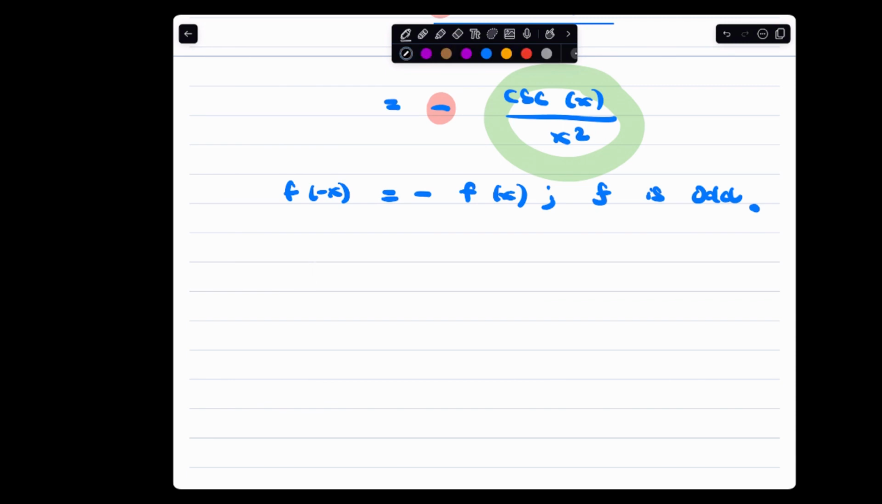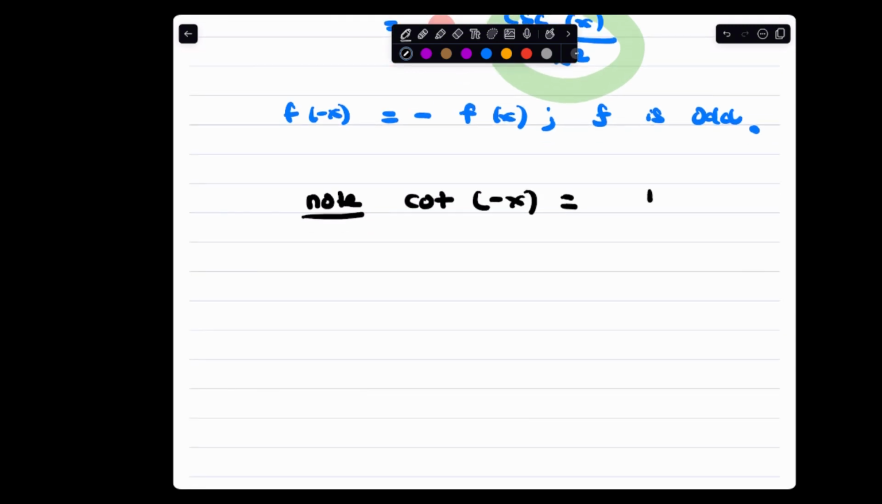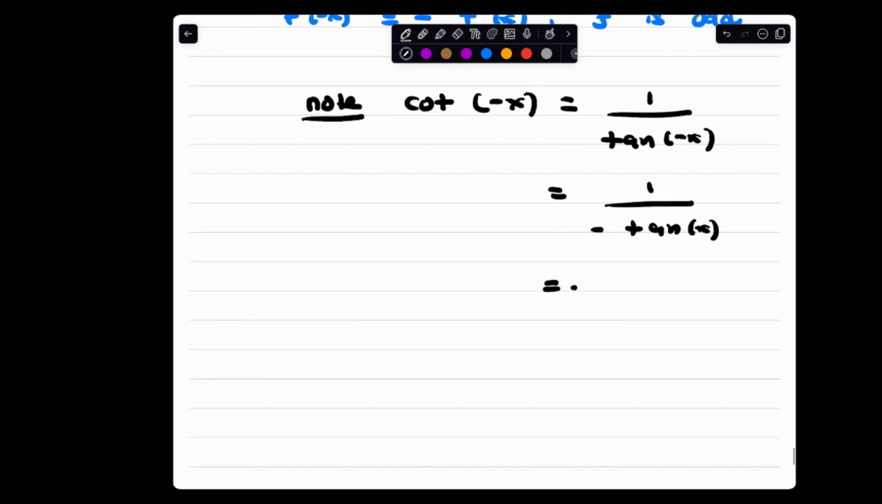Just to remind people, cotangent of minus x is 1 over tangent of minus x, which is 1 over minus tangent of x. I can put that back in as a cotangent. So this is why cotangent is an odd function.